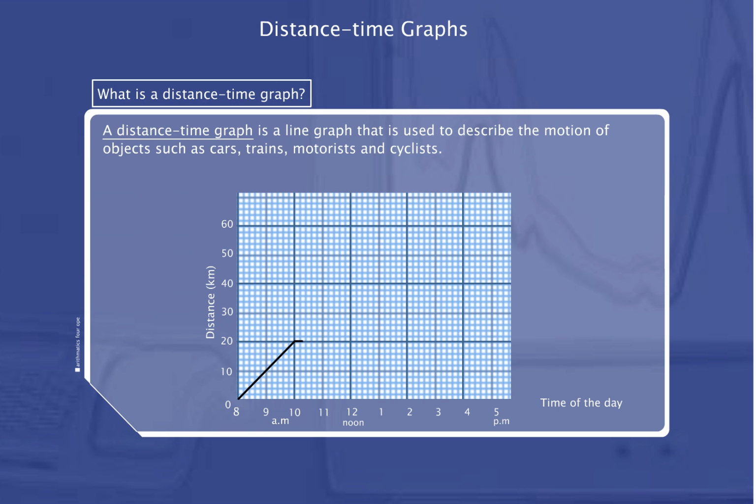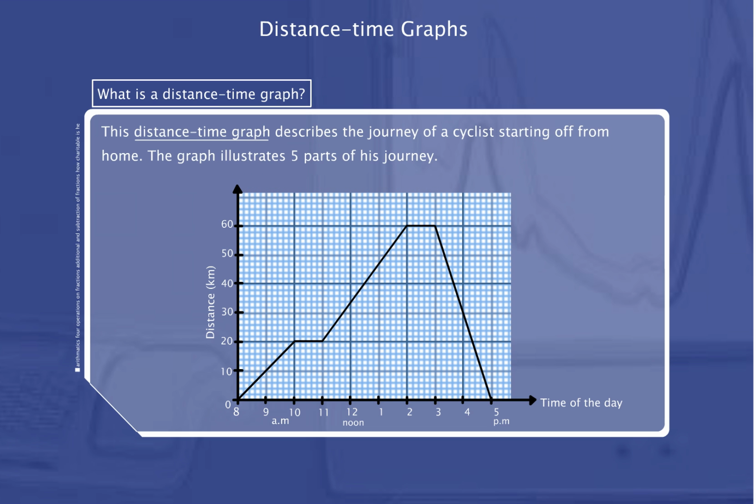A distance time graph is a line graph that is used to describe the motion of objects such as cars, trains, motorists and cyclists. The distance traveled is represented on the vertical axis, and the time taken to travel that distance is represented on the horizontal axis. This distance time graph describes the journey of a cyclist starting off from home. The graph illustrates 5 parts of his journey.